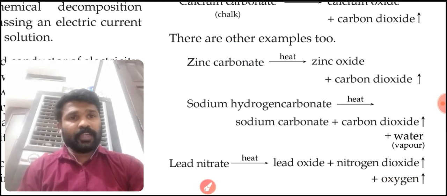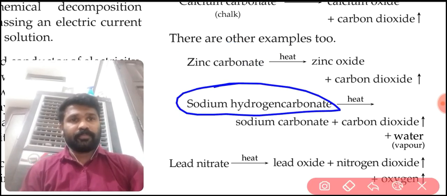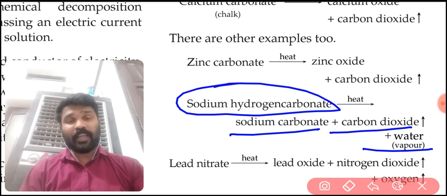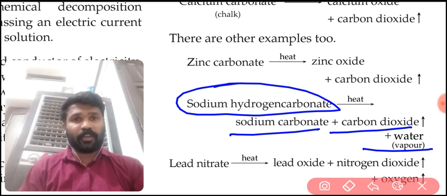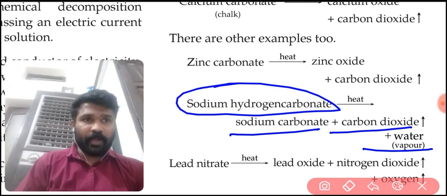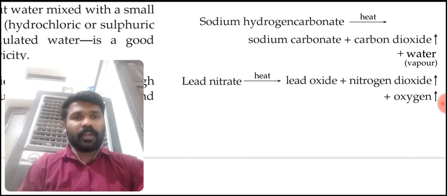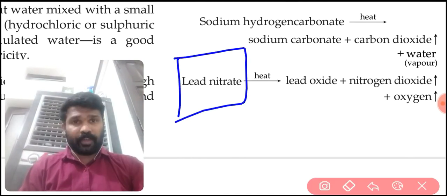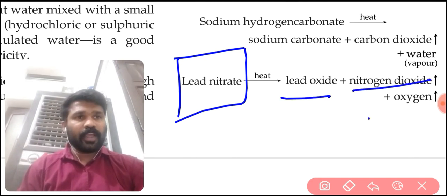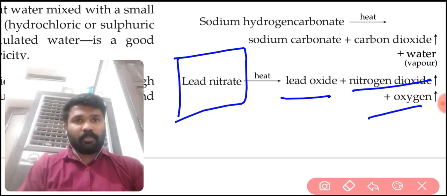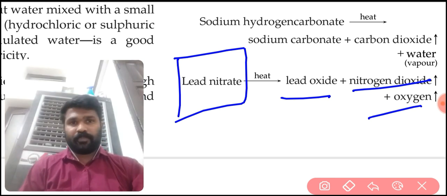Another one, sodium hydrogen carbonate. Due to heat, it will decompose into sodium carbonate, carbon dioxide and water vapor. We will get three products here. Another example is lead nitrate. By heating lead nitrate, we will get lead oxide, nitrogen dioxide and oxygen. Okay students, these are a few examples of thermal decomposition. Due to heat, some compounds are splitting up.